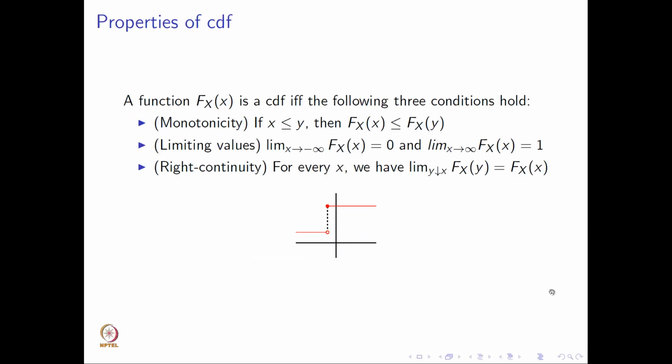A function is a valid cumulative distribution function only if it satisfies the following properties. The first property simply states that the cumulative distribution function is a non-decreasing function. The second property specifies the limiting values: limit x tends to minus infinity FX(x) equals 0 and limit x tends to infinity FX(x) equals 1. The third property specifies right continuity. That is, no jump occurs when the limit point is approached from the right. This is also shown in the figure below.